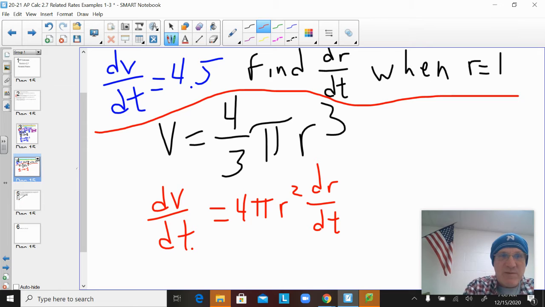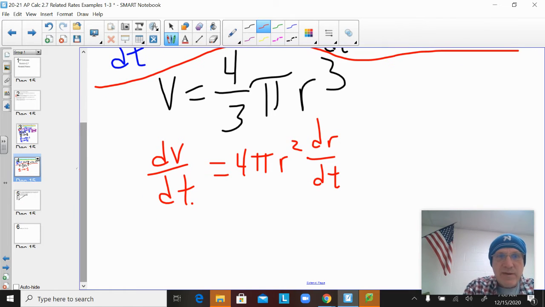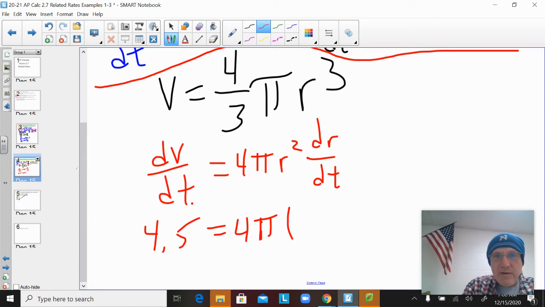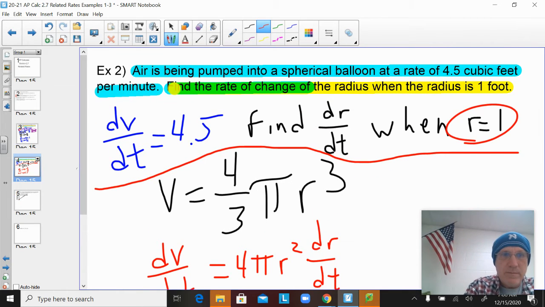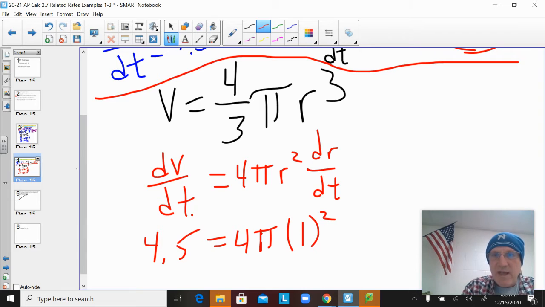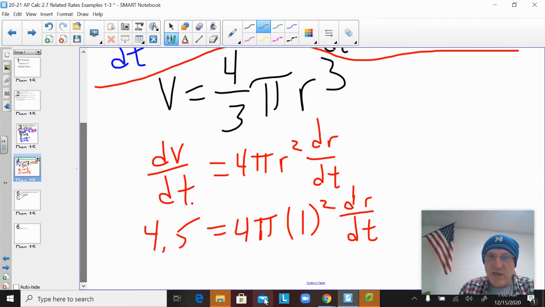This time it gave me dV/dt. It said it was 4.5, equals 4 times pi times something squared. The radius, it said when r equals 1. And then times dr/dt, which is what this question wants me to solve for. So now let's be careful how this might look when we're done.